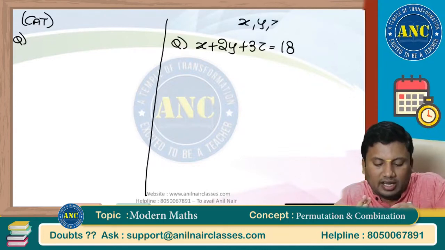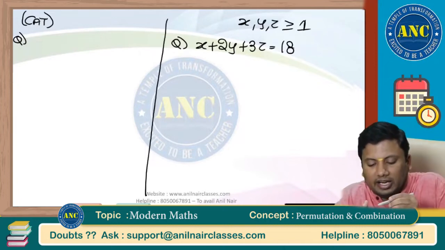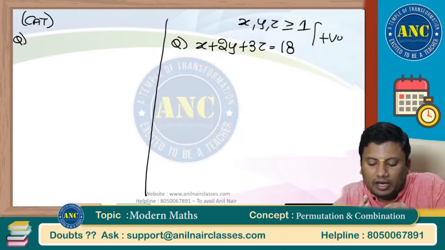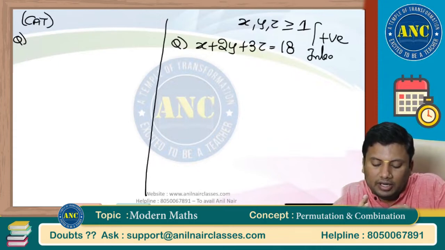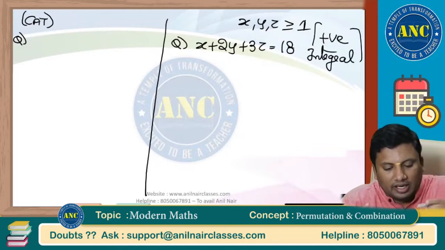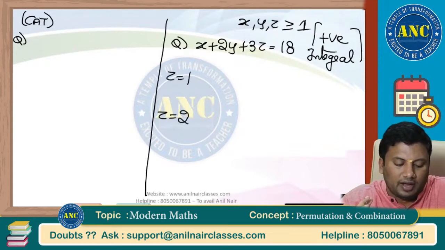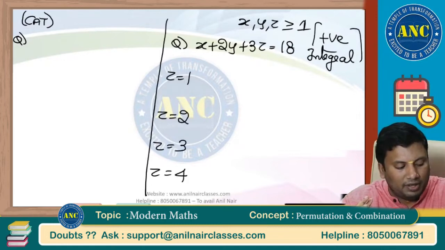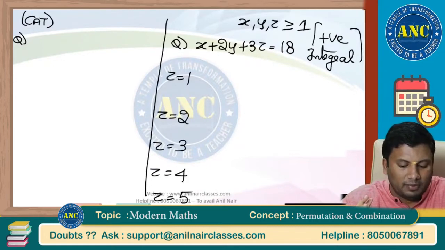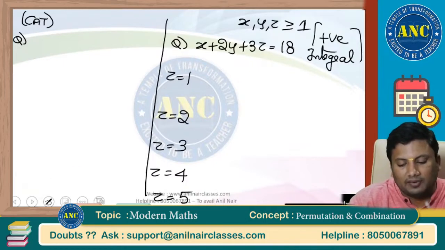X, y, z are greater than or equivalent to 1. Greater than or equivalent to 1 means what am I determining? I am determining positive integral solutions. That means z value can be 1, 2, 3, 4, and 5. Z value 6, if it is x plus 2y, I will get 0.